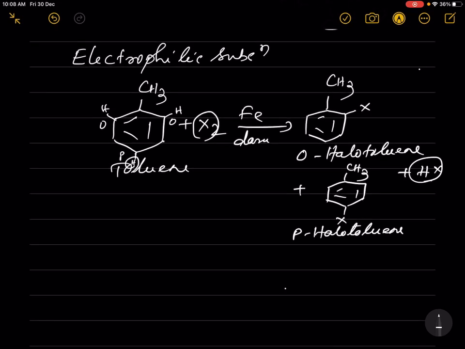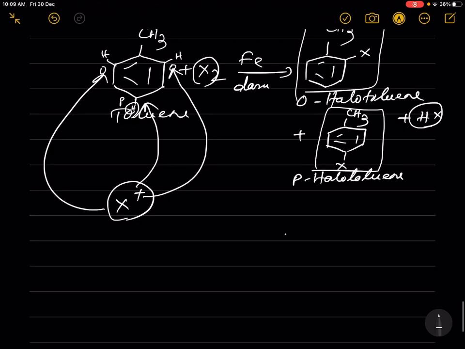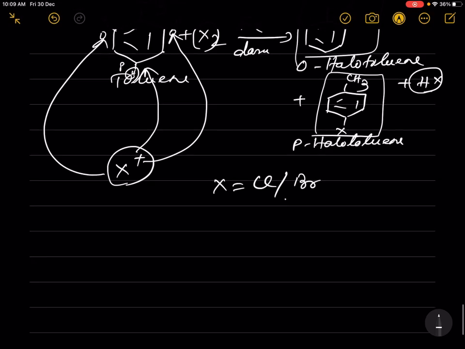Here the electrophile is X plus, which substitutes at the ortho or para positions, and the ortho and para isomers can be separated due to the large difference in their melting points. Here X can be Cl or Br, so aryl chloride or aryl bromide can be easily prepared in the presence of Fe or a Lewis acid.